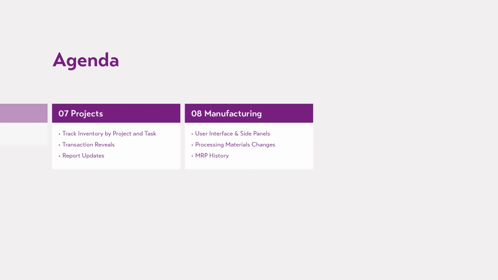So that's changes to the user interfaces within certain screens and side panels that have been added to those screens as well. And then I'll mention about the processing of materials within a production order. And then lastly, I'll just mention about the MRP history screen and some of the checking in terms of audit history and for how long it actually takes to run these.